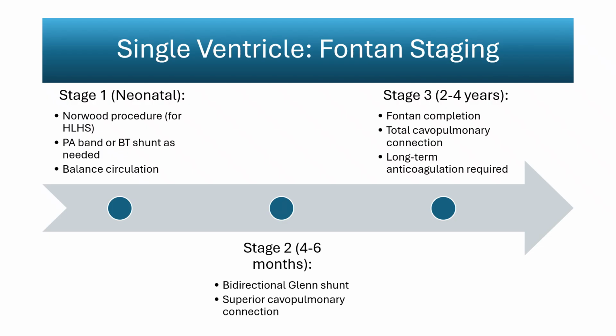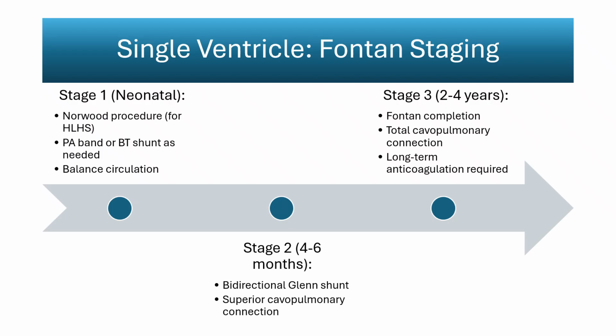The pathway to a Fontan circulation proceeds in 3 stages, each designed to gradually separate systemic and pulmonary flows while protecting ventricular function. Stage 1 occurs in the neonatal period and depends on the underlying anatomy. In hypoplastic left heart syndrome, the Norwood procedure reconstructs the aorta and establishes systemic outflow, with a source of pulmonary blood flow provided either by a shunt or a conduit. In other single ventricle variants, pulmonary artery banding may be used to limit overcirculation, or a Blalock-Taussig shunt may be placed if pulmonary flow is inadequate.